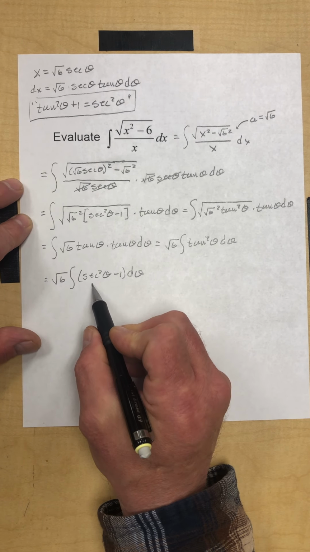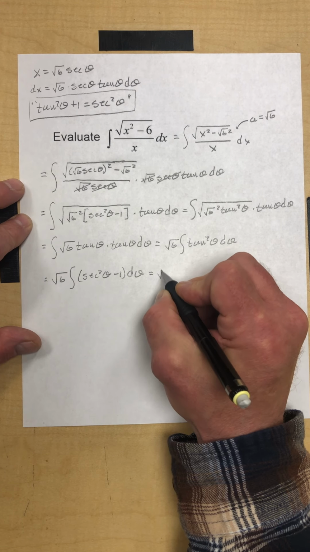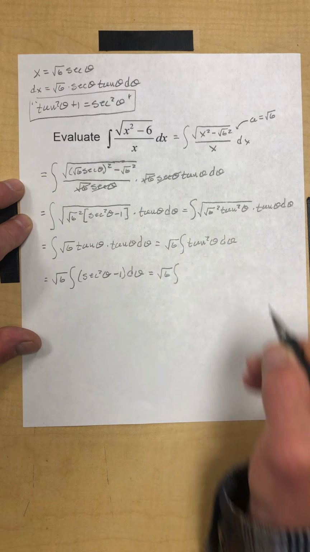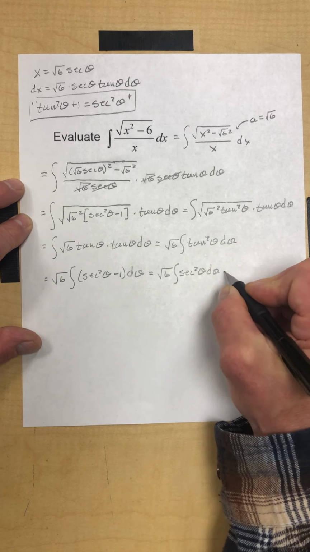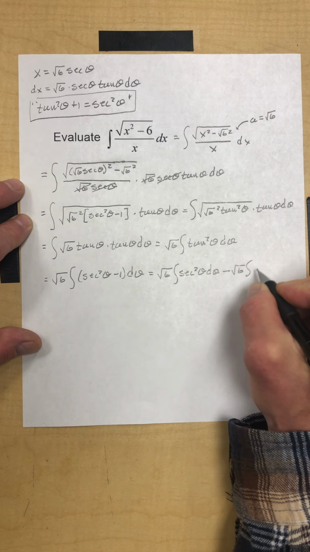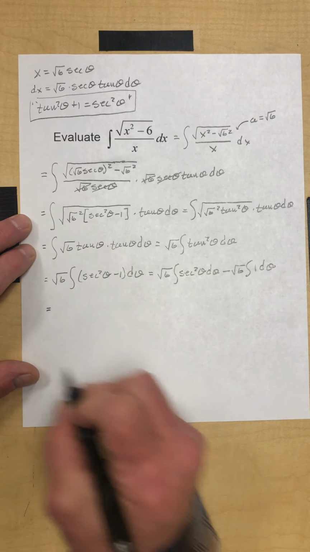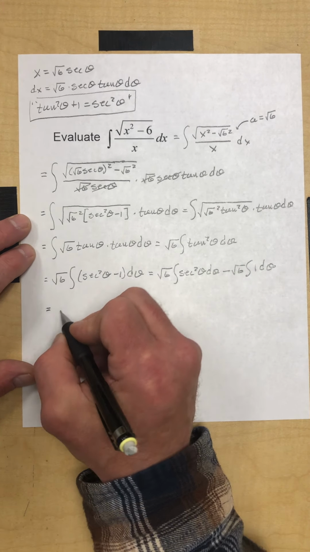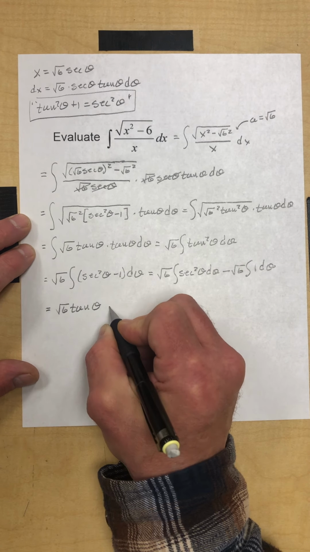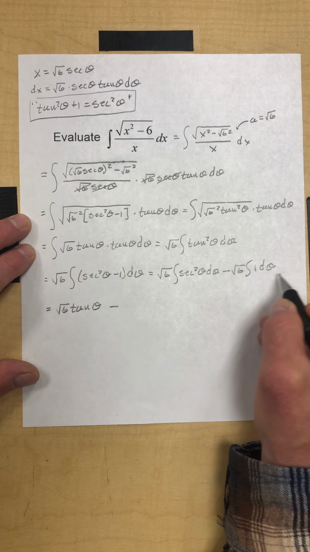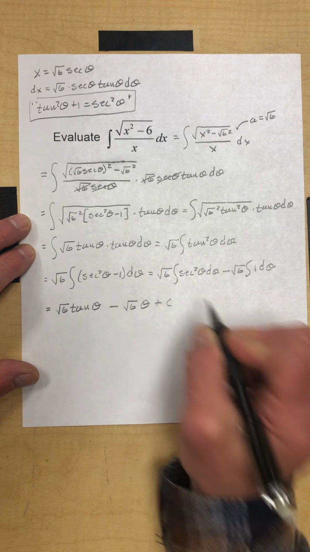Okay, and I know I can integrate secant squared and I can integrate 1, so I just split it up into 2 integrals. Remember that both integrals have the constant multiplier of radical 6 out front. Radical 6 integral of secant squared theta d theta minus radical 6 integral of 1 d theta. And I can integrate both of those. When I integrate secant squared, I just get tangent. So I get radical 6 tangent of theta minus, when I integrate 1 d theta, I just get theta, so that's going to give me radical 6 theta plus c.